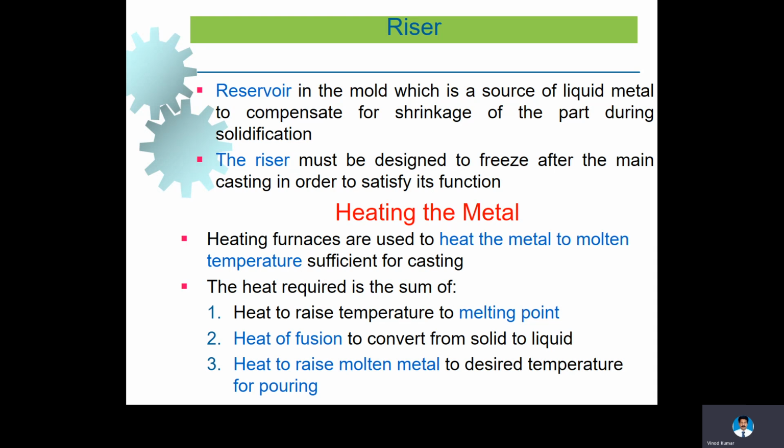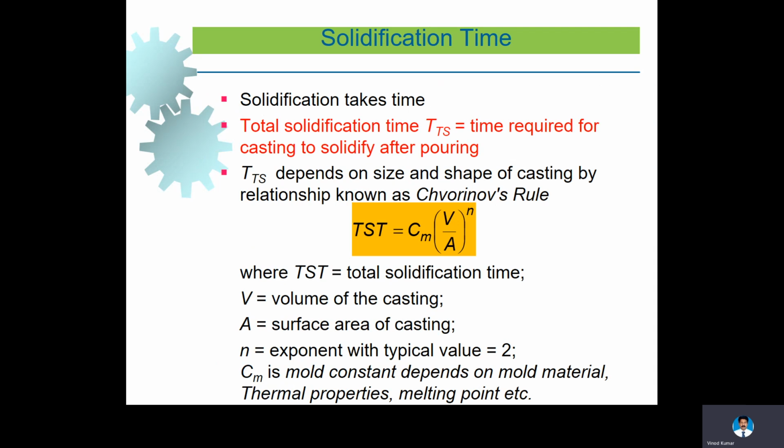So heat to rise till melting point, then heat of fusion to convert solid to liquid at melting point, and then raise from melting point to the pouring temperature. So three stages are there in the heating process. Heat required to raise the temperature till melting point, heat required to change solid to liquid, the heat of fusion, then from melting point, molten metal at melting point to pouring temperature. So heating takes place in three stages.